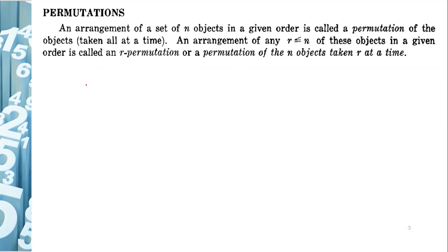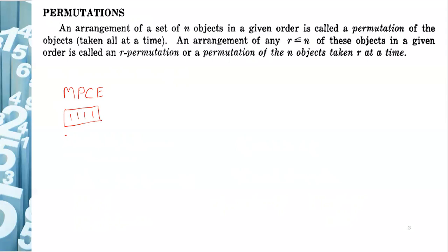Generally we need to arrange books in a shelf. Suppose we have textbooks: a mathematics textbook, physics, chemistry, and engineering mechanics. Assume that we have four textbooks. Now you have a shelf and you want to keep all these four books, first book, second book, third book, fourth book. You have to keep them in the shelf. How many ways can you arrange them, or what are the possible ways you can arrange them?